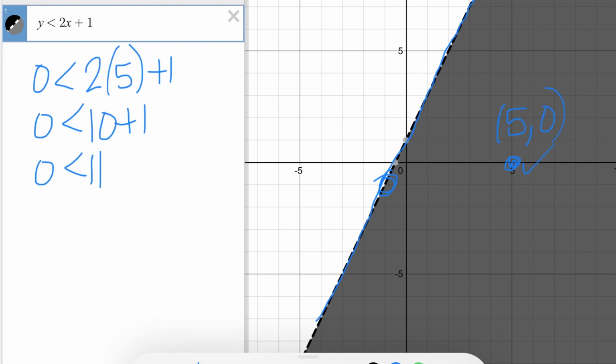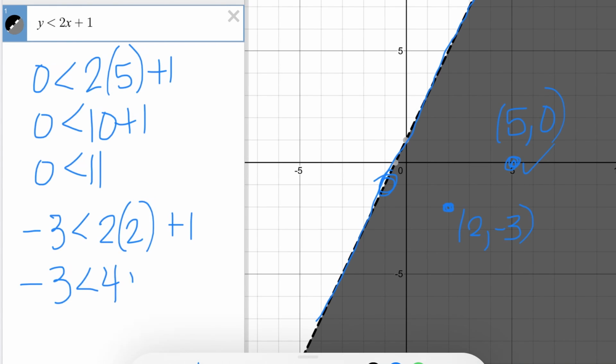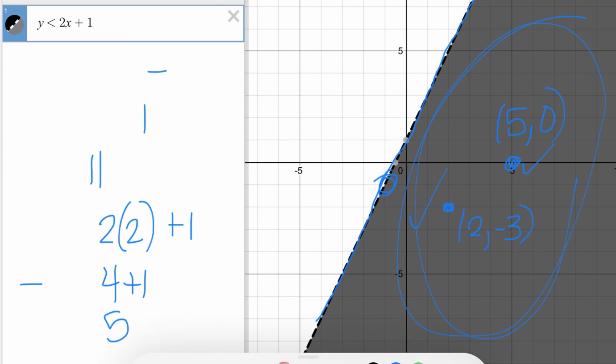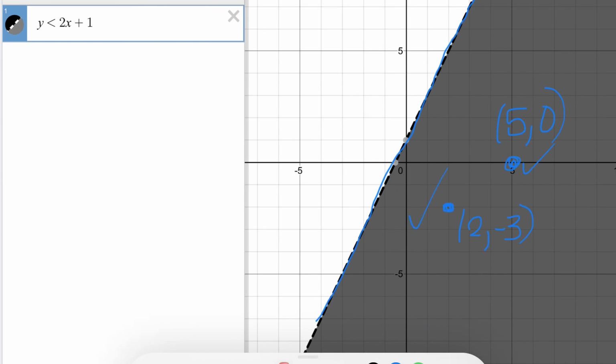How about this one right here? 2, -3. If I put -3 in for y, 2 in for x, is -3 less than 5? Yes, it is. This point works. Any point in the shaded area would be considered a solution, okay? Now, I want to show you one other thing. Well, actually, two other things. Let's real quick change the less than into a greater than.